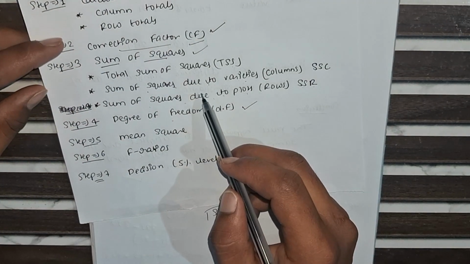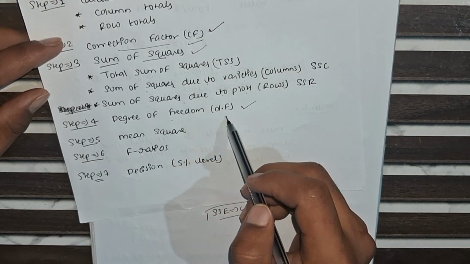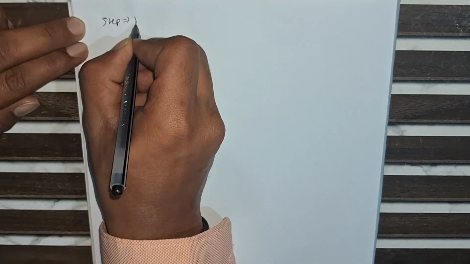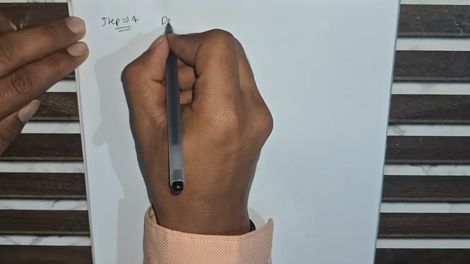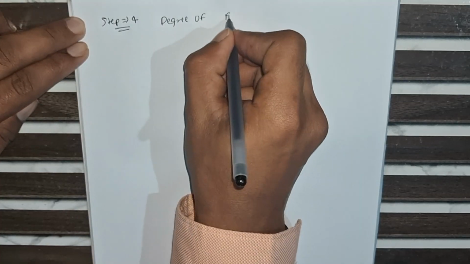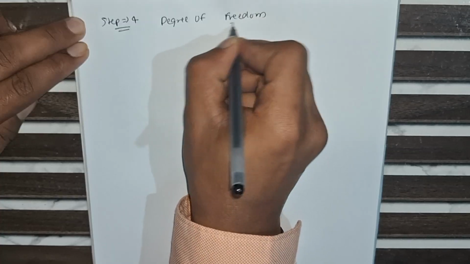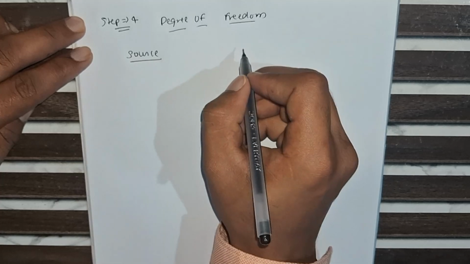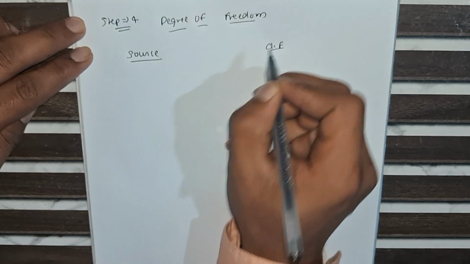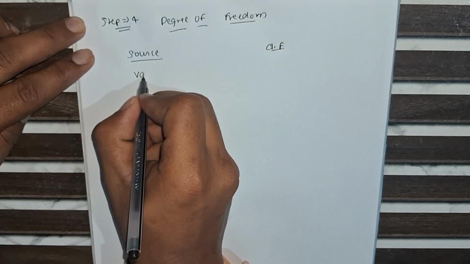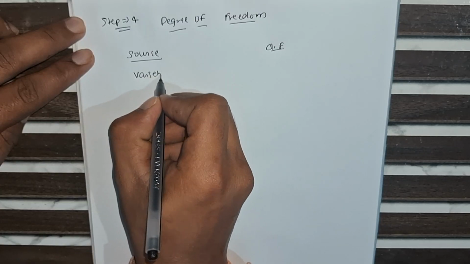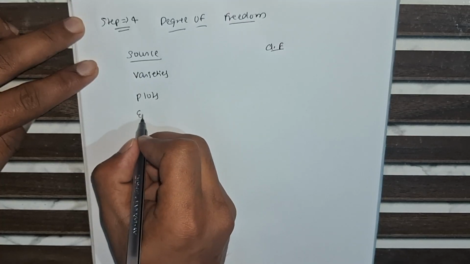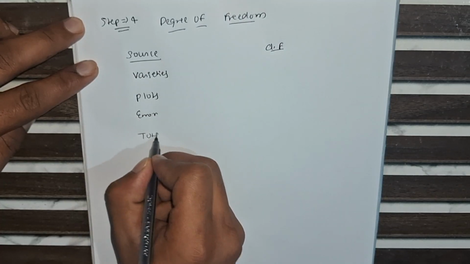Now move to our fourth step, which is degree of freedom, DF. So our fourth step is step 4, which is degree of freedom. So here we are writing the source, which is given here in the table, and this is our degree of freedom. So what are the sources? First one is varieties, which is nothing but column, and plots, which is nothing but rows, and here error, and here total.